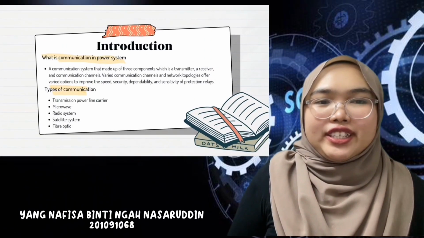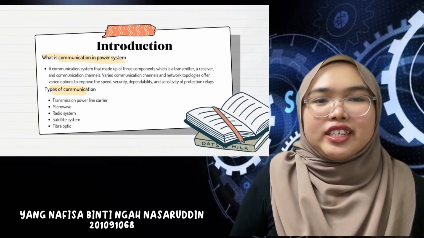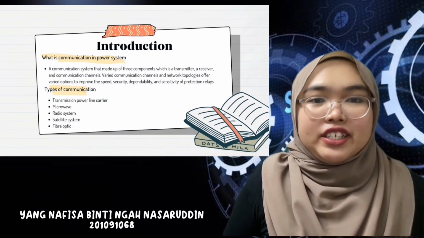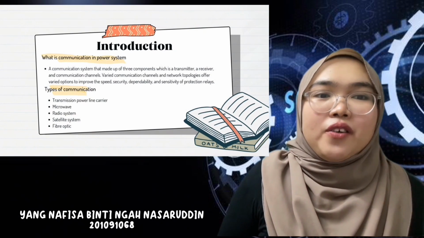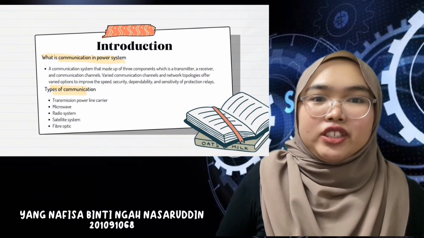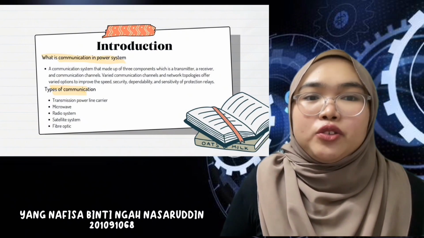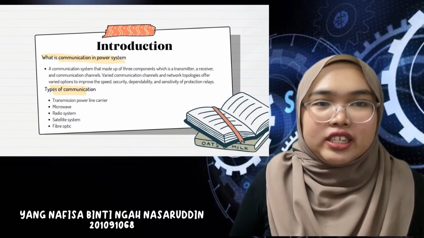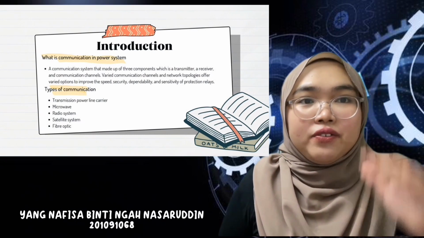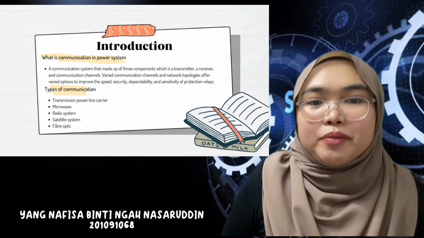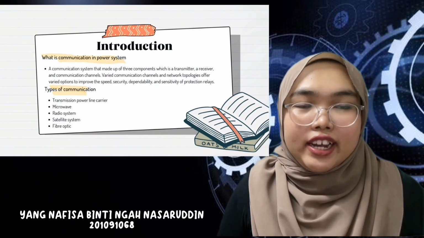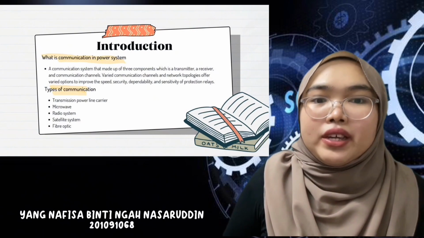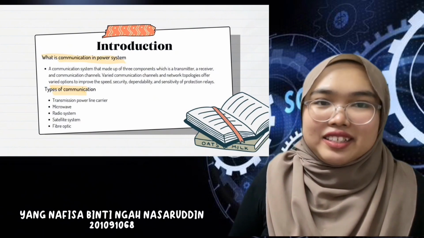What is communication in power system? Communication in power system is made up of three components, which are a transmitter, receiver and communication channel. Varied communication channels and network topologies offer a variety of options to improve the speed, security, dependability and sensitivity for the protection relay. There are five types of communication media, which are power line carrier, or we call it a PLC, microwave, radio system, satellite system, and lastly fiber optic.